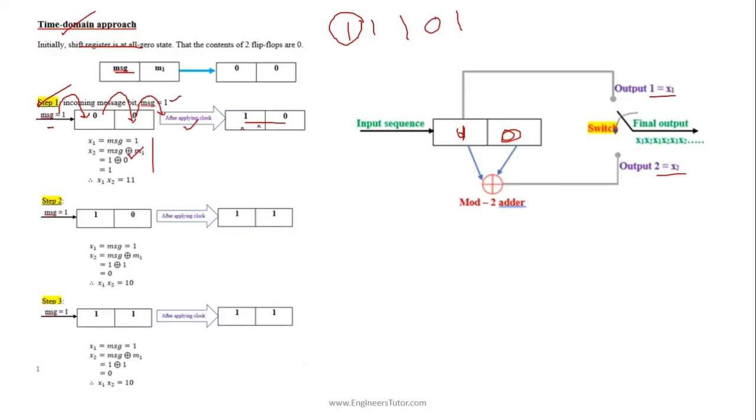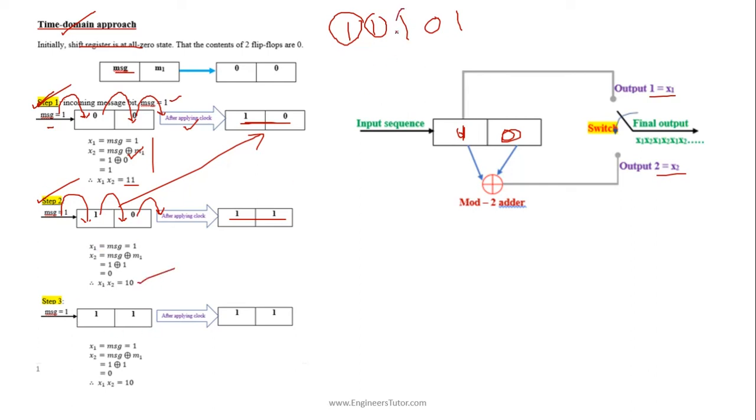So for step 1 we got the output 1 1. In step 2, the incoming message bit is again 1 and the state of the shift register is 1 0. After applying the clock pulse, this 1 enters here, this 1 enters here, and this 0 will be discarded. The state of the shift register will be 1 1 1. Using these formulas again, we find the output 1 0.